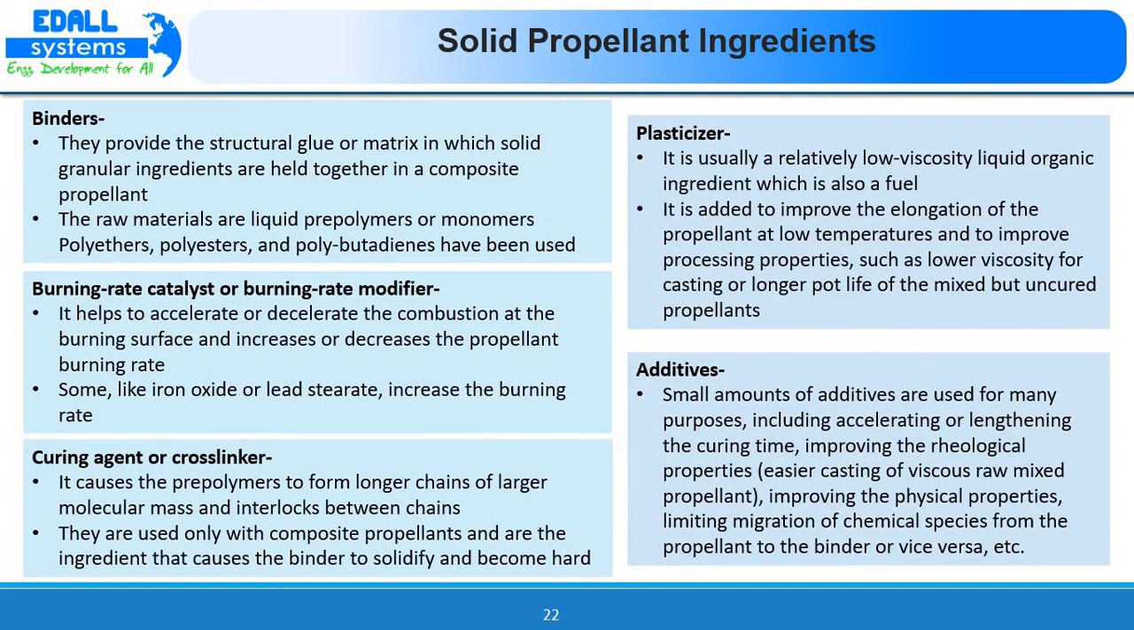Then we have additives. Even in liquid propellant rocket engines we have seen that additives are used. Small amounts of additives are used for many purposes, including accelerating or lengthening the curing time, improving the rheological properties for easier casting of viscous raw mixed propellants, improving the physical properties, and limiting migration of chemical species from the propellant to the binder or vice versa. These are the properties which are improved after using small amounts of additives in solid propellants. So this covers the solid propellant ingredients used for improvement of properties and performance as well.